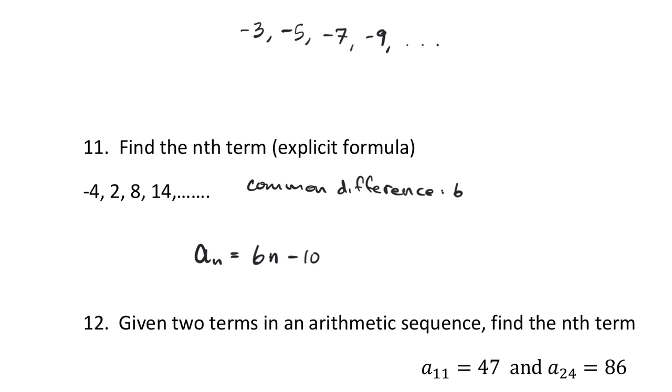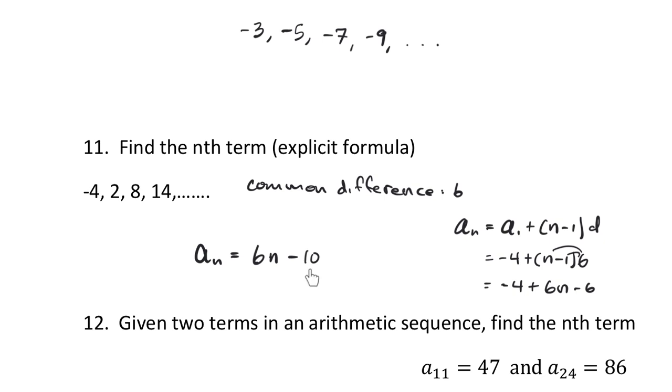Or there will be a formula given on the formula sheet. It's the nth term of an arithmetic sequence. It looks like this, a sub 1 plus n minus 1 times d. So the first term is -4, and the common difference is 6. So if you distribute, you're going to get -4 plus 6n minus 6. Combine the -4 and the -6 to get -10.